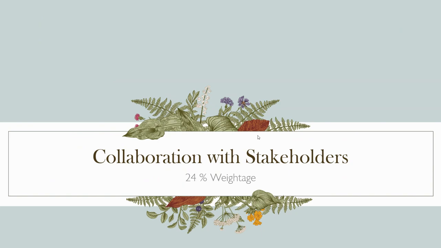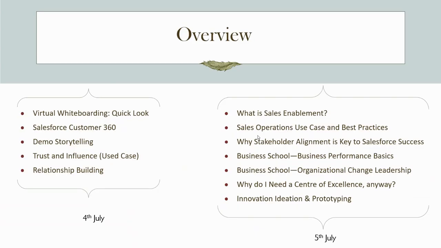And in the collaboration with stakeholders, we talked about how to collaborate with the stakeholders, and what are the areas where we have to jot down whatever discussion we have on the whiteboard, and how we can look at the customer in a 360 view, and where we have to tell our stories to the customer, and how we can influence them and build trust with the stakeholder and the client, and build the relationship with them.